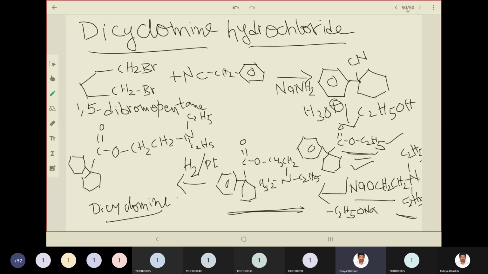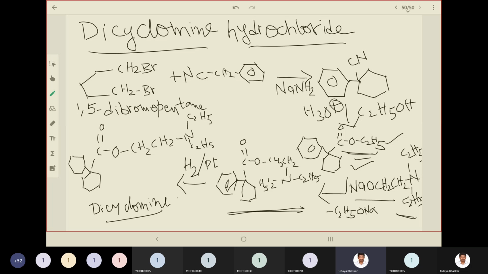Okay, so what is needed when we compare this last intermediate with the final structure of dicyclomine? So this phenyl ring needs to be hydrogenated. That means it should be saturated. Saturation means removal of double bonds. Okay, for that we will use the process called reduction. For that we use hydrogen gas with the catalyst, that is platinum. Okay, by that we'll get dicyclomine.